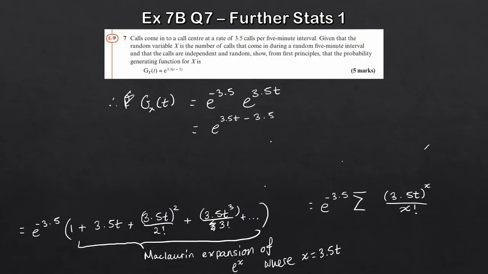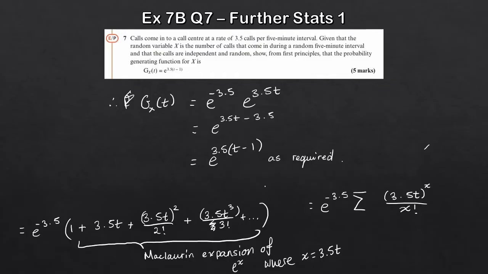Okay? And now we can just take this one step further by factorising out the 3.5, so this will be e to the 3.5 bracket t minus 1. Okay? And that's exactly what we've got to show it as. So they've shown it here, and we've got it here. So this is as required.